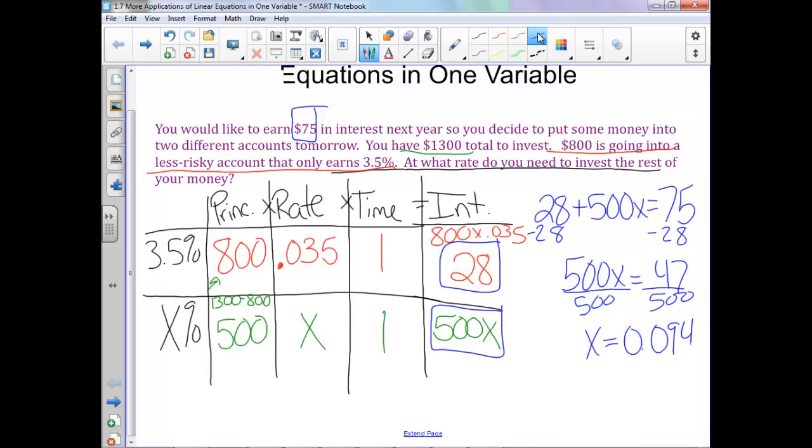And if you need help with any of these divisions, you might want to ask your group tomorrow. And now notice, this is as I put decimal. We need to change it to a percent and move it 2 spots. So we need to invest it at 9.4%. Notice once you've got the table set up, it's not very hard. The hardest part with these is the table.